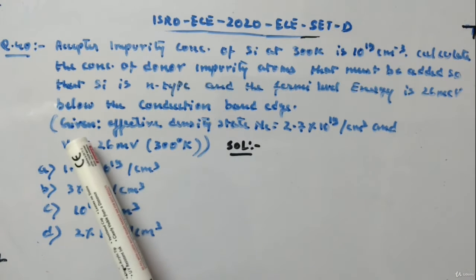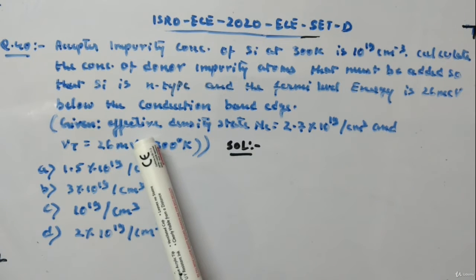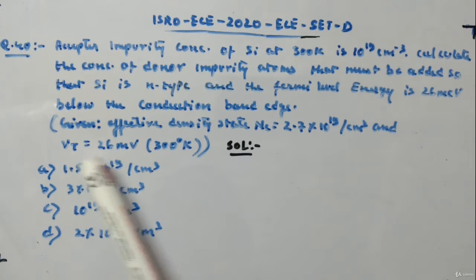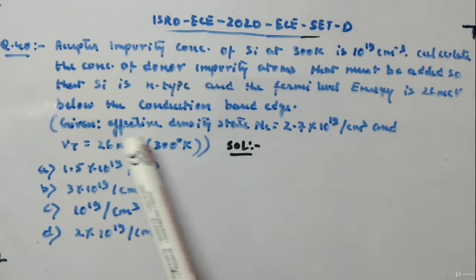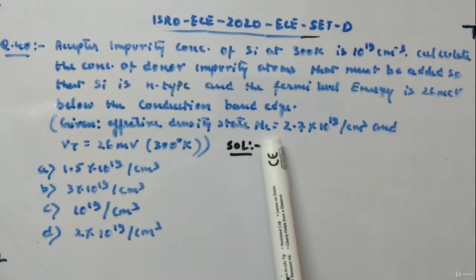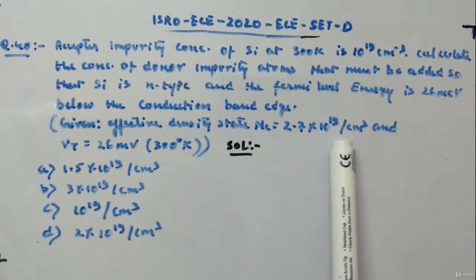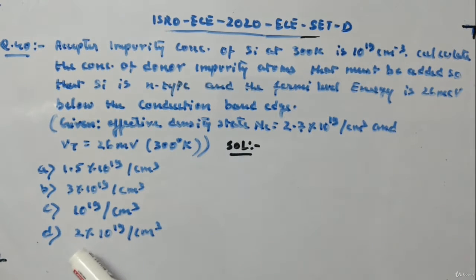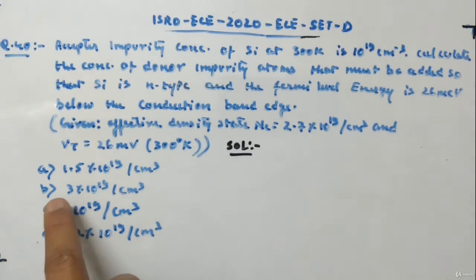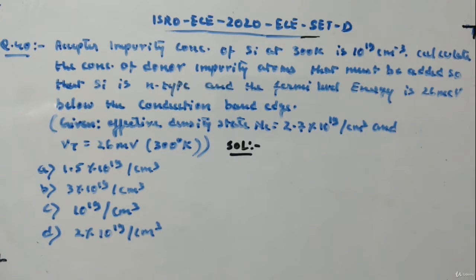Okay, given quantities are volt equivalent of temperature, that is 26 millivolt for 300 degree Kelvin, and effective density of states Nc is given as 2.7 into 10 power 19 per centimeter cube. Okay, the options are 1.5, 3, 1, 2 into 10 power 19. 10 power 19 is common and per centimeter cube is common. So 1.5, 3, 1 or 2.